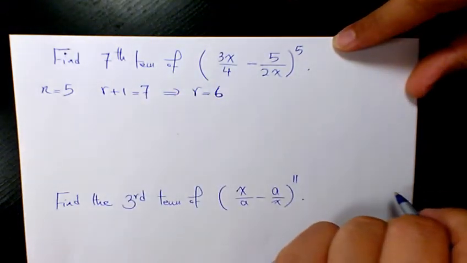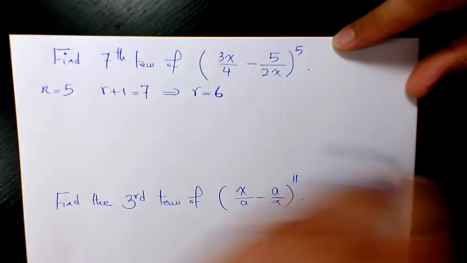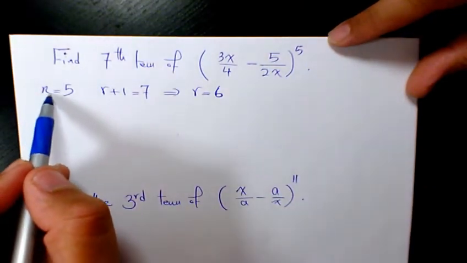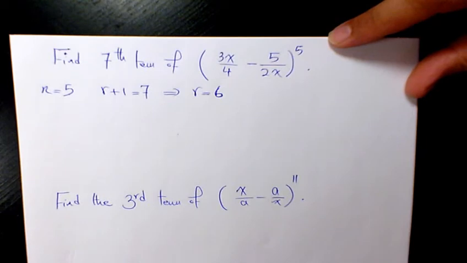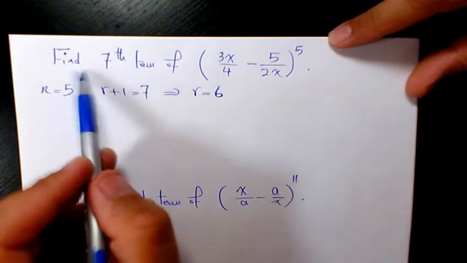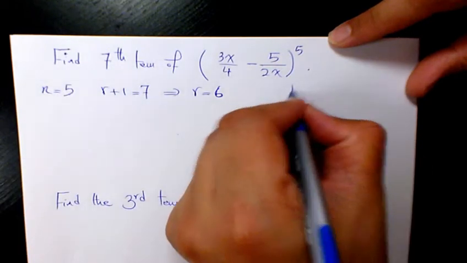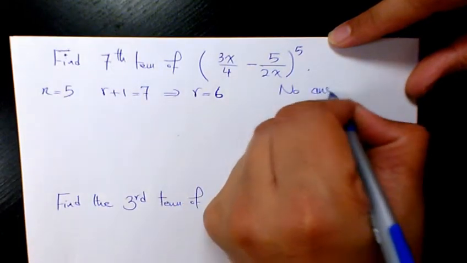Is it possible? No, it is not possible, because when the index is 5, it means that we have only 1, 2, 3, 4, 5, 6 terms. Here it is looking for the seventh term. So we're going to say there is no answer to that.